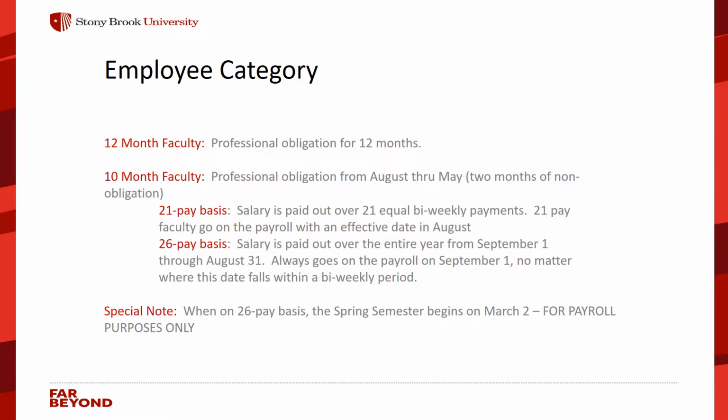If you're on a 26 pay basis, your salary is paid out over the entire year from September 1st through August 31st. You will be entered into payroll with an effective date of September 1st, no matter where this date falls within a biweekly period. When you're on a 26 pay basis, the spring semester begins on March 2nd for payroll purposes only.